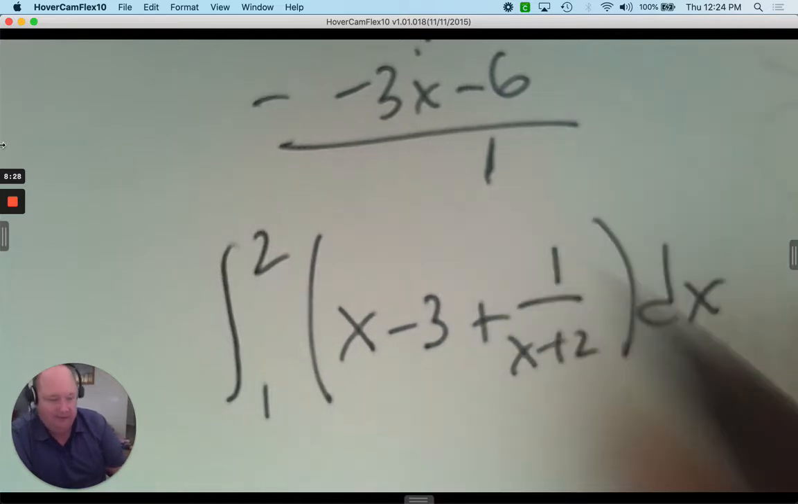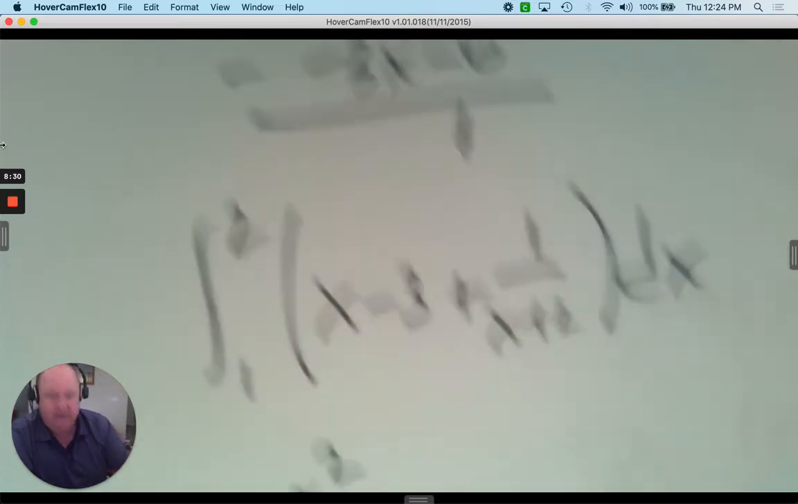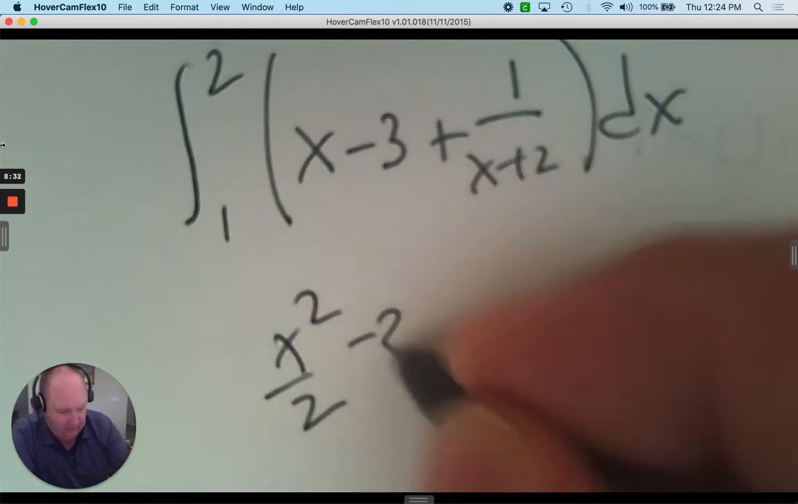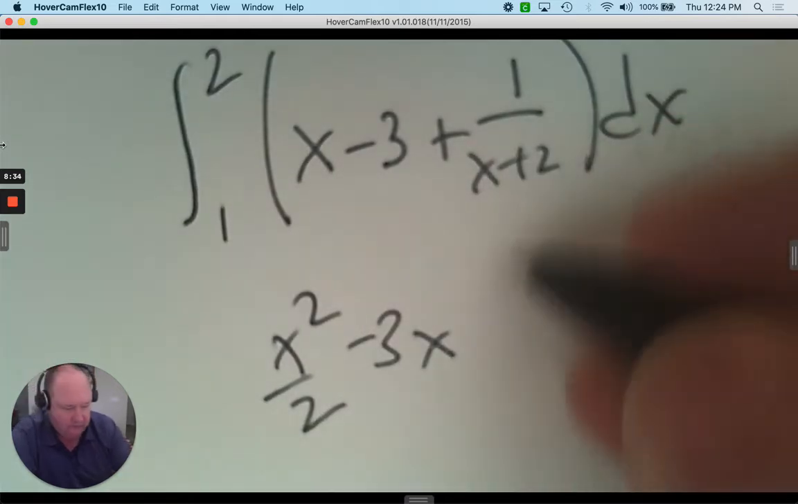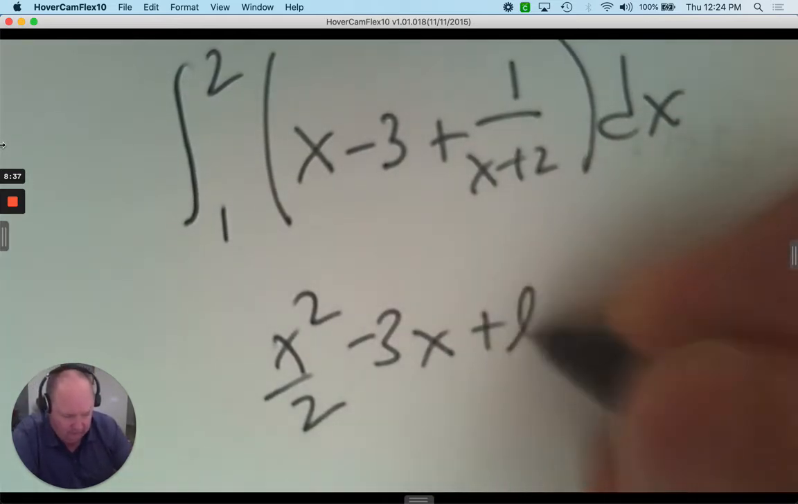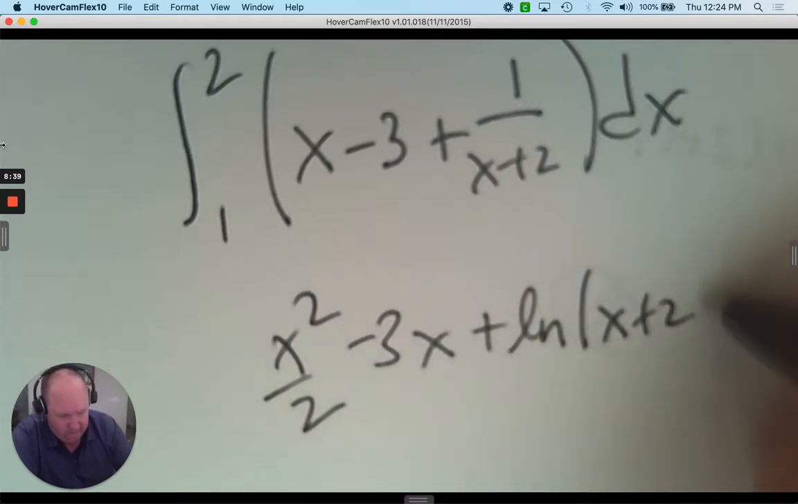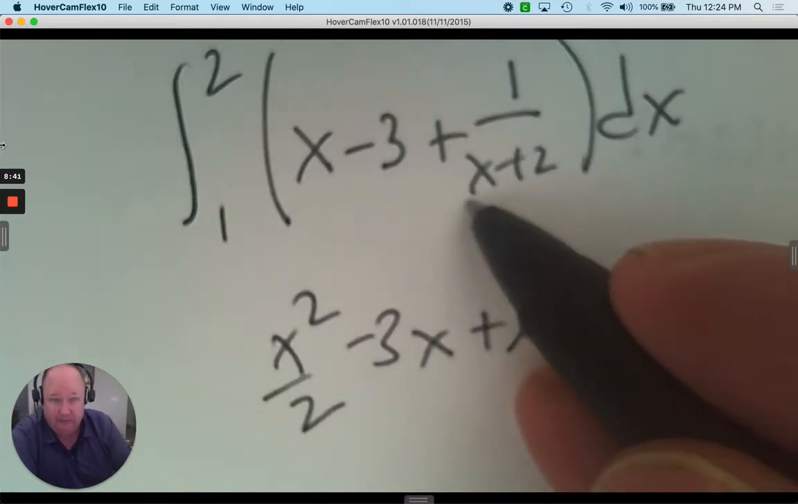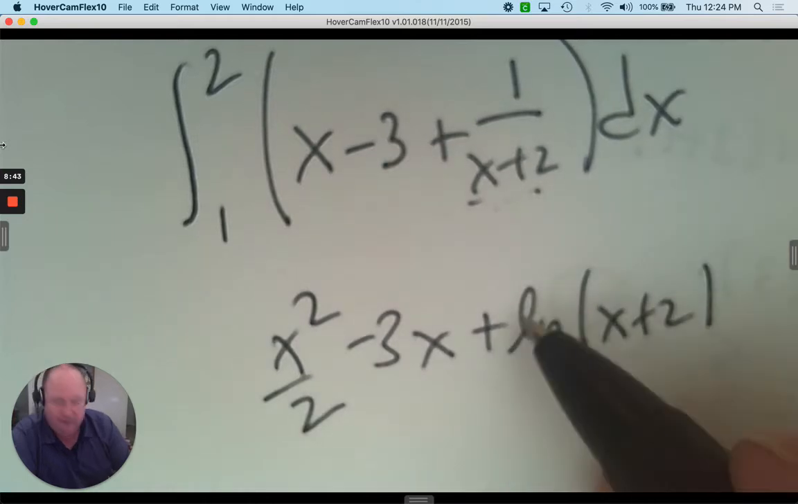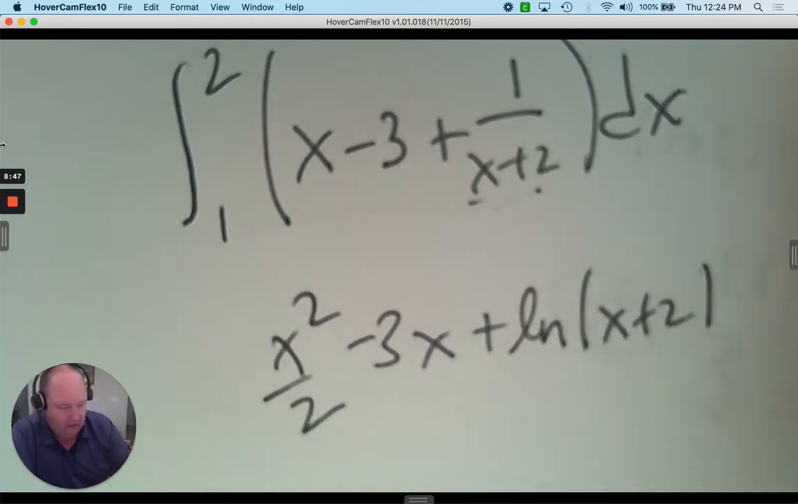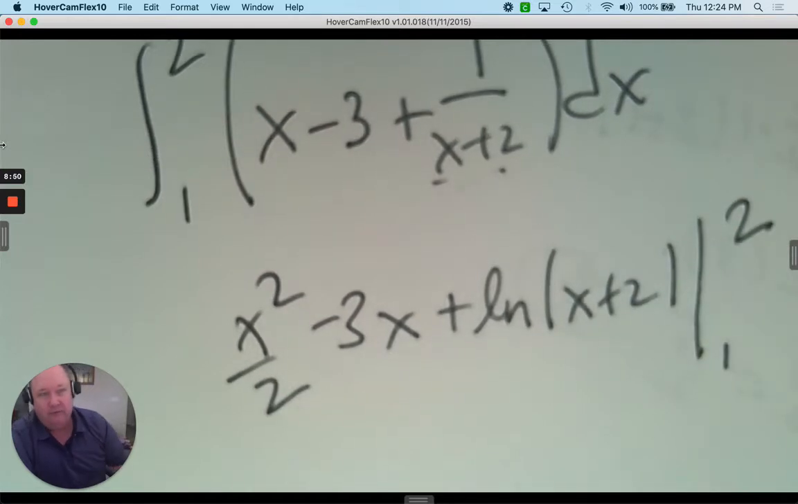So to integrate x, you would add 1 to the exponent and divide. To integrate negative 3, it's negative 3x. And then the last one is just a logarithm. So it's ln of x plus 2. Notice the derivative of x plus 2 is 1, so I don't need a number in front at all to keep it the same. The hook is correct. It's just a logarithm. And now I'm still integrating from 1 to 2.